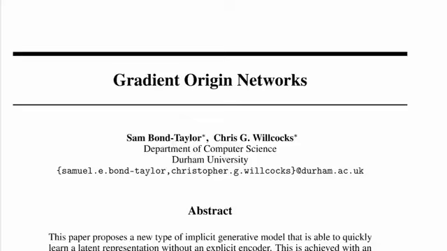Hi there. Today we'll look at gradient origin networks by Sam Bond-Taylor and Chris G. Wilcox of Durham University. So on a high level, this paper trains implicit representation networks, but not on single data points, but on an entire data set. It does so by using a latent encoding of each data point. And it doesn't obtain that encoding through an explicit encoder, but by simply looking at the gradient of the latent variable when initialized at the origin.